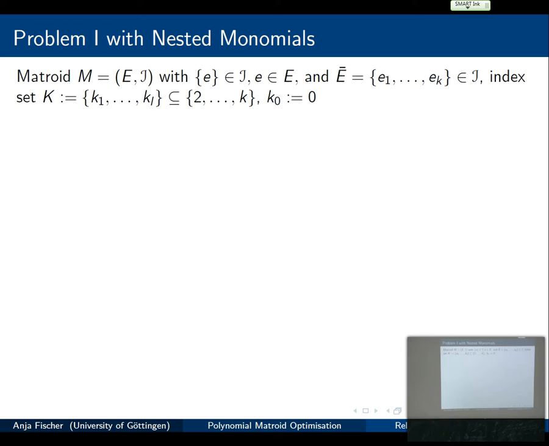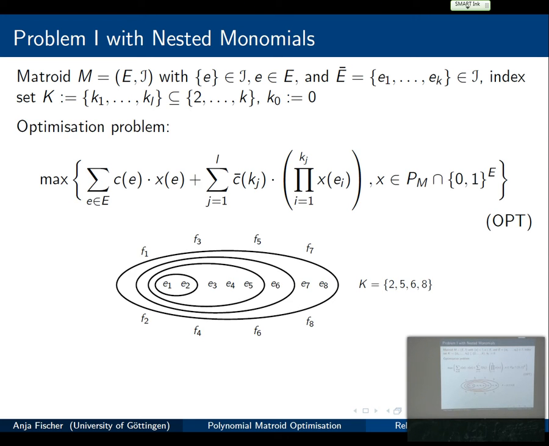Okay, so the first problem with some nested monomials. We are given our Matroid M. So that's just to make life a bit easier, all single elements should be independent. And then we have this special set E bar. These are the variables that will be contained in some nonlinear monomial. And then we have an index set, capital K. And we will see in a few seconds what this means.